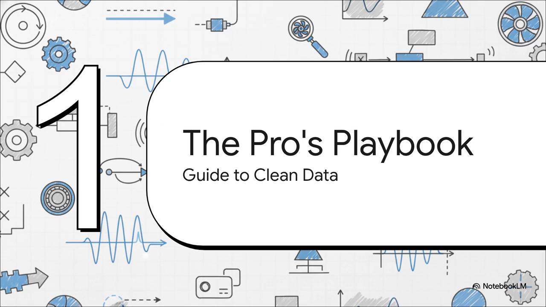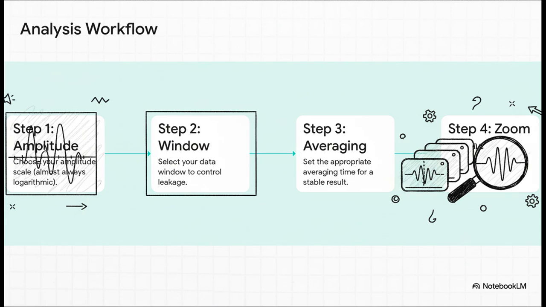It's about a simple 4-step playbook that gives you total control over your data and delivers clean, accurate results every time. This right here is your new pre-flight checklist. Before you ever hit start on a measurement, you're going to consciously do these 4 things. 1, switch your amplitude to logarithmic. 2, select a data window to get rid of that leakage. 3, set a proper averaging time to get a stable picture. And 4, zoom in and actually inspect the fine details.